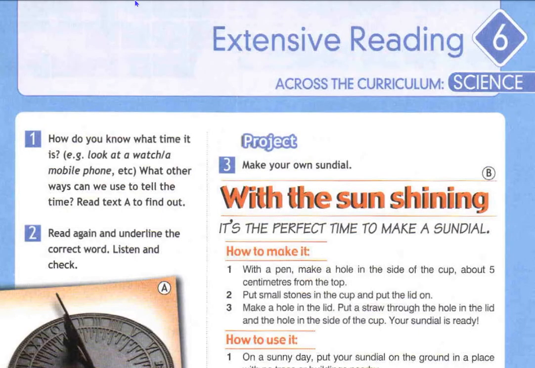My dear friends, we begin our work. Open your books, please. Page number 83. Extensive reading, science. Наука, техника. Exercise number 1. How do you know what time it is? Look at a watch, a mobile phone. What other ways can we use to tell the time? Read text A to find out.